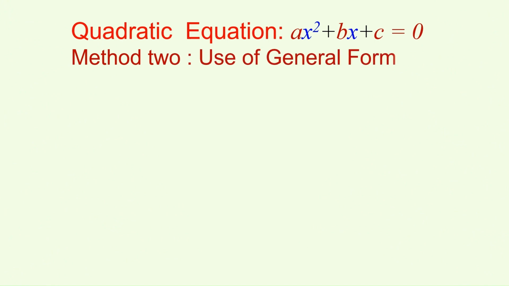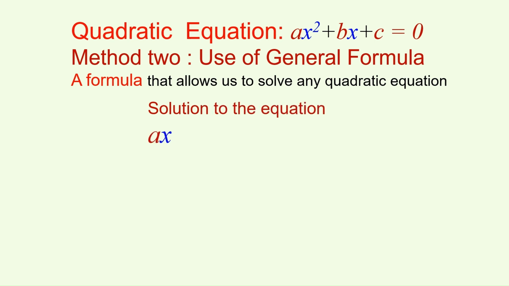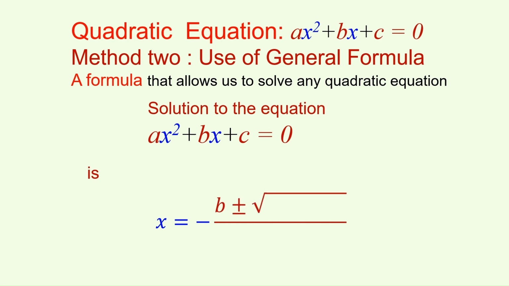Method 2. Use of the general formula. A formula that allows us to solve any quadratic equation. The solution to the equation ax squared plus bx plus c equals 0 is x equals minus b plus or minus the square root of (b squared minus 4ac), whole divided by 2a.